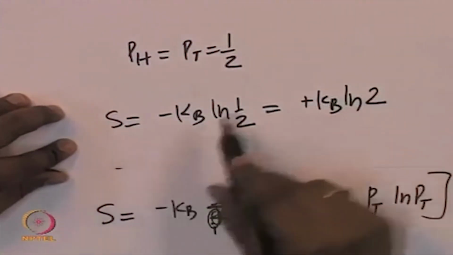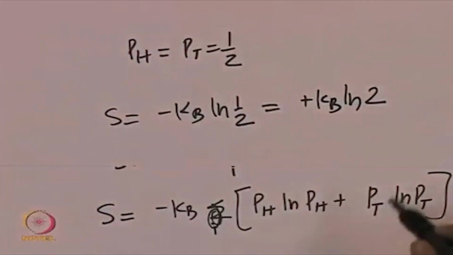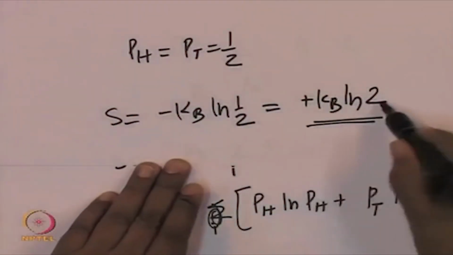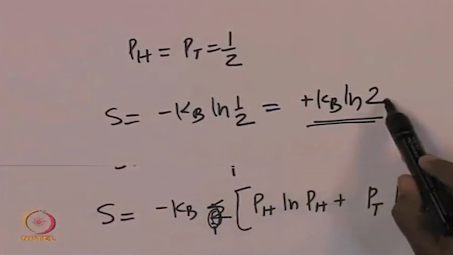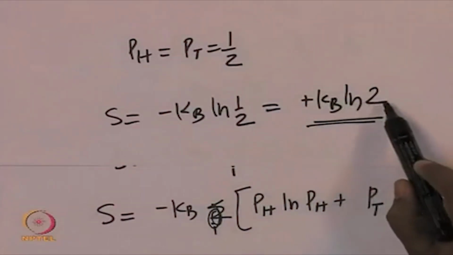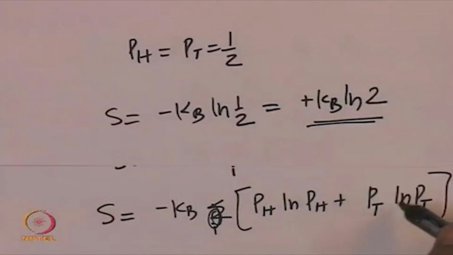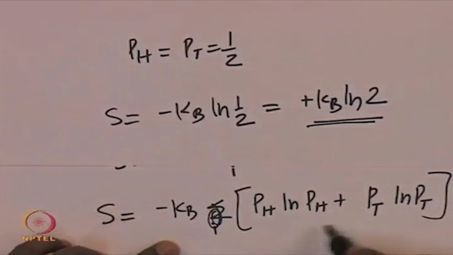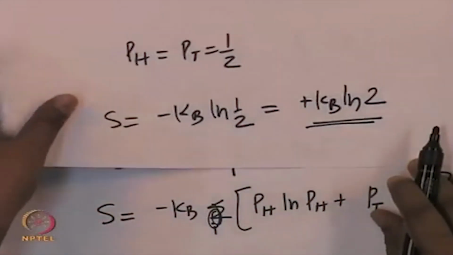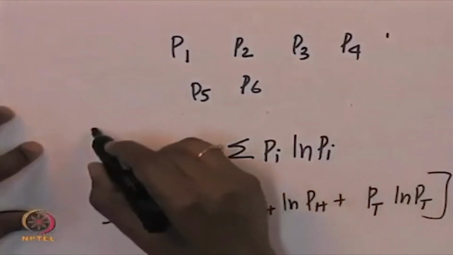So, if the probabilities are equal, you will get the old formula, that is log of number of states times KB. There are two states, head or tail, and KB log 2 will be the answer. So, when probabilities are equal, this formula will be equivalent to the formula of KB log omega. Otherwise, the general formula for entropy is basically this.